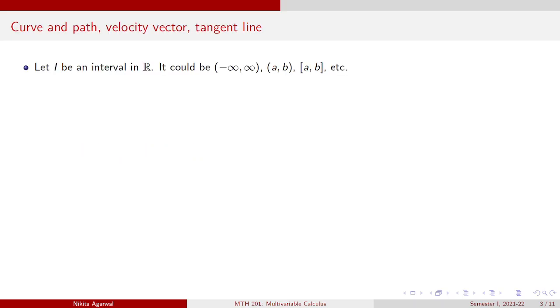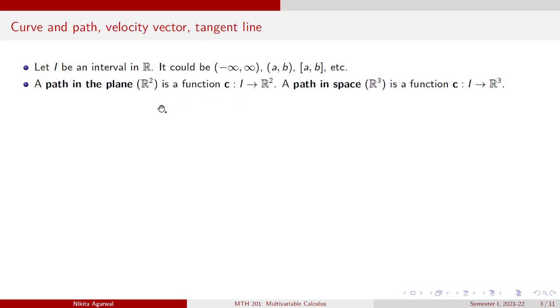So let us recall the definition of a curve, path, velocity vector and tangent line. Let I be an interval in R which can be of any type. It could be all of R, it could be an open interval (a, b), closed interval [a, b], or something else. A path in the plane R2 is a function c from interval I to R2, and a path in space is a function c from I to R3.